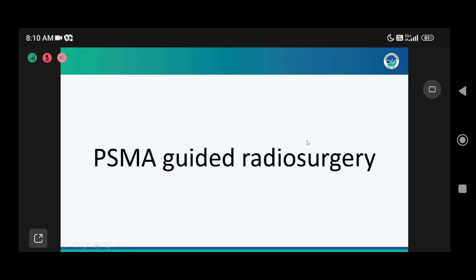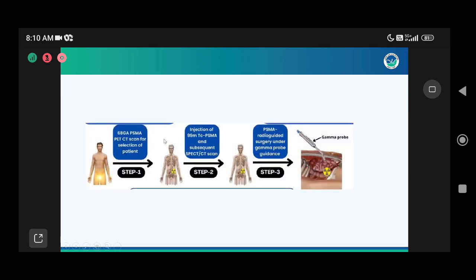There's one more niche topic, radio guided surgery, for patients who have been planned for surgery, like prostatectomy or extended pelvic lymph node dissection. In cases where a scan shows only 1 or 2 lesions in the pelvis, like lymph nodes, these can be tagged with technetium PSMA, and a probe can be used during the surgery to reduce the morbidity.